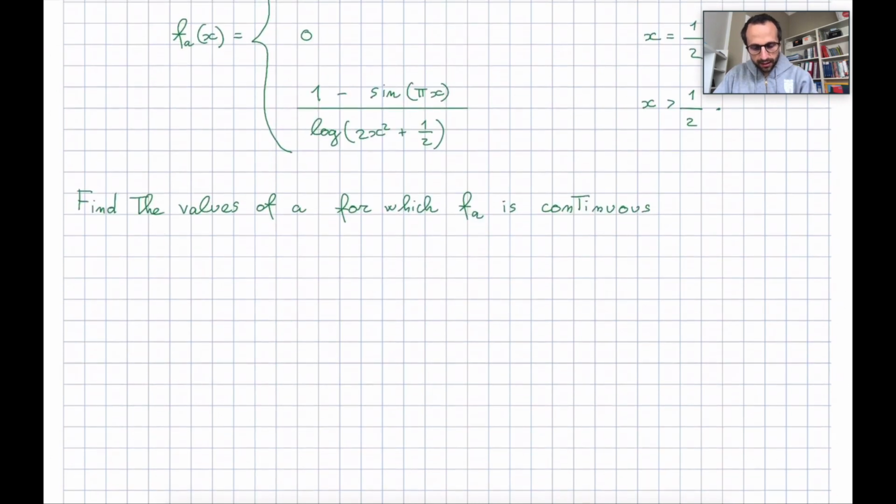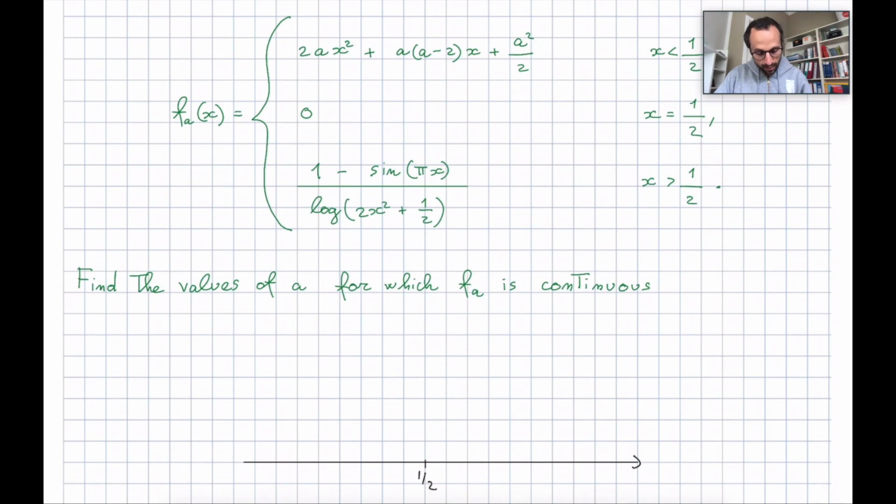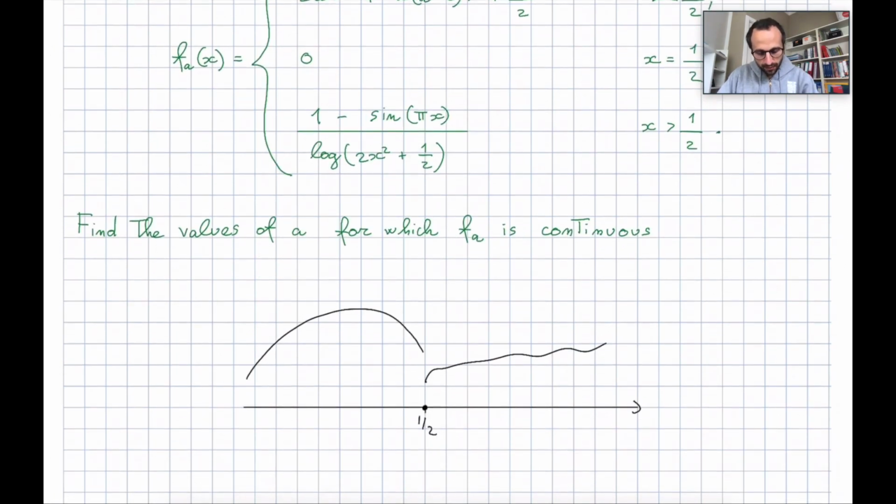So let's draw only a qualitative graph of this function to try to understand what's going on. Suppose we have 1/2. Now in 1/2, we know that the function is 0, so the function is here. For x smaller than 1/2, we have a parabola, so let's suppose it's something like this. And for x bigger than 1/2, we have another function. It doesn't really matter the exact shape of this function, suppose it does something like this. We don't know yet, we'll find out. You see that in order for this function to be continuous, it's enough to study these two limits for x going to 1/2 from the left and from the right, and we need to make sure that these two limits are both equal to 0.